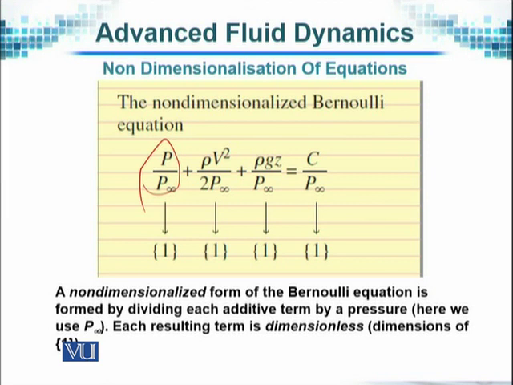Remember that, as I already mentioned, each term must have the same dimensions. So the dimensions of C on the right hand side will also have the same dimensions as that of the pressure occurring at the first term in Bernoulli's equation. So each resulting term then becomes dimensionless when we divide by pressure.